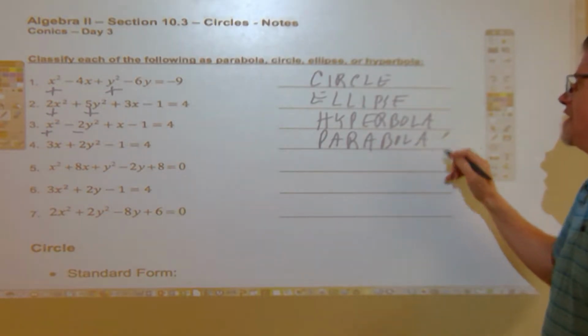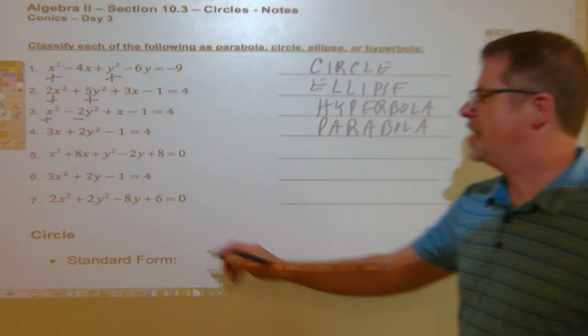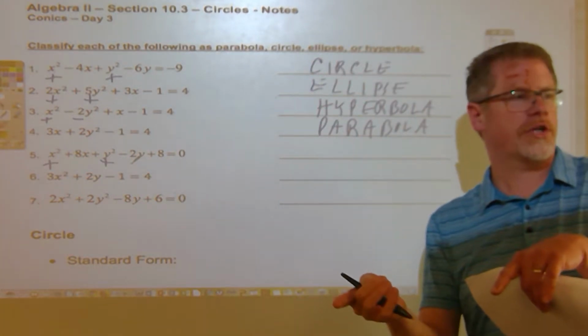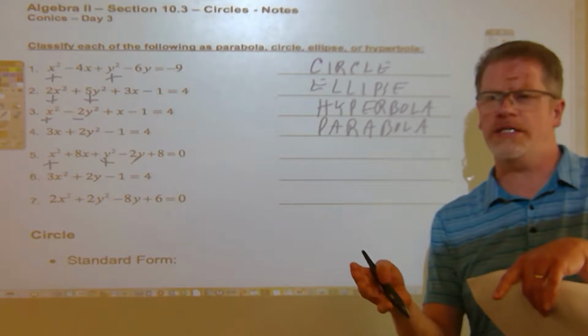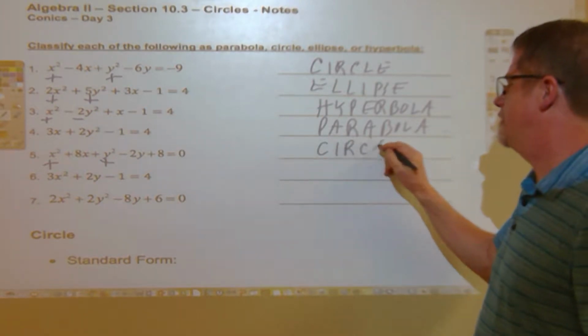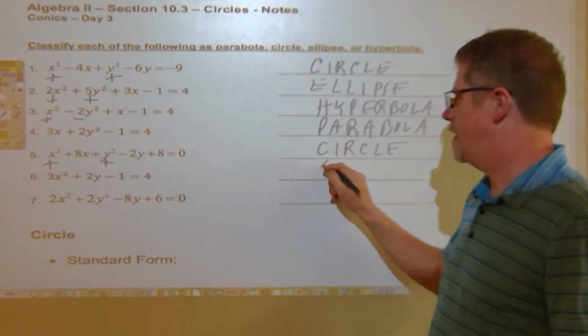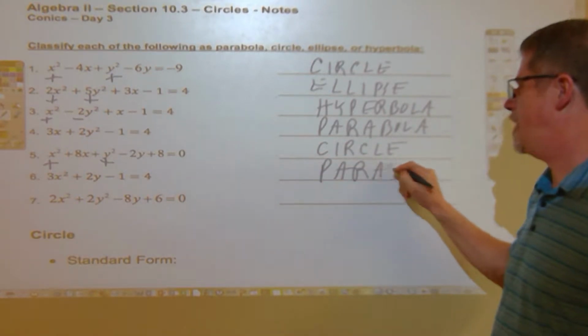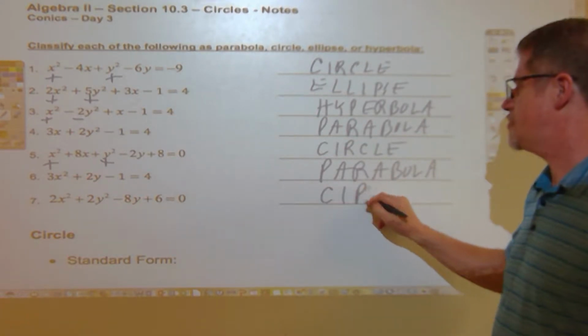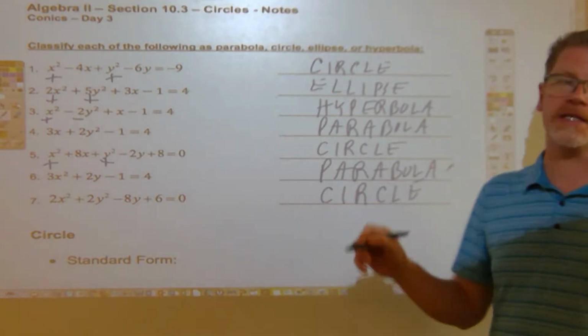Parabola. And here we've got two squared terms. Signs are same. Are the coefficients same or different? Same. So what is it? Circle. It's a circle. And followed by a parabola. And the last one is another circle. So any questions on the warm-up activity?